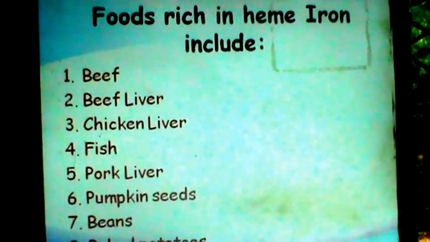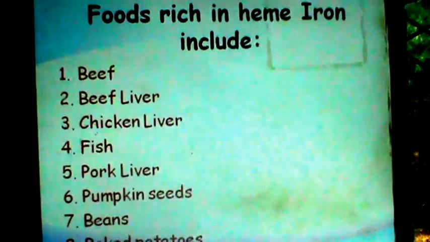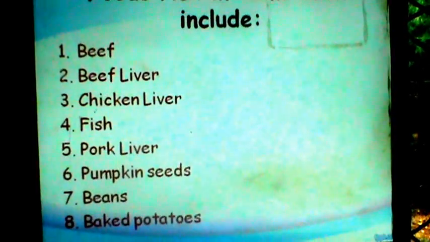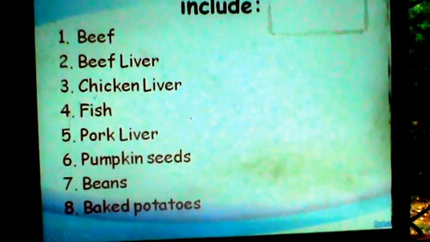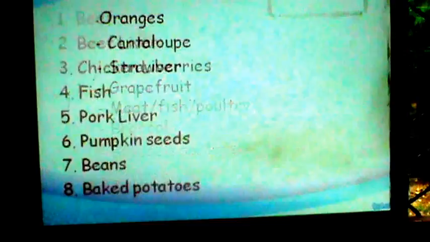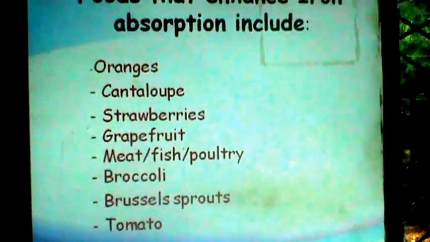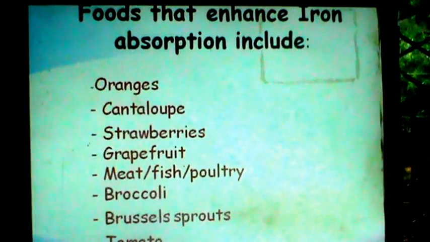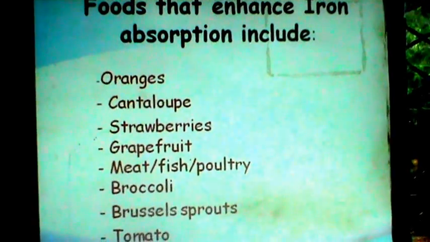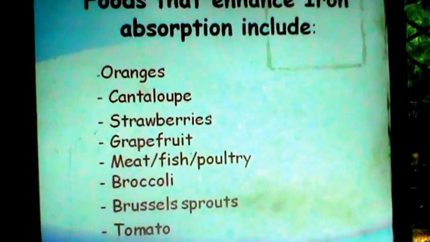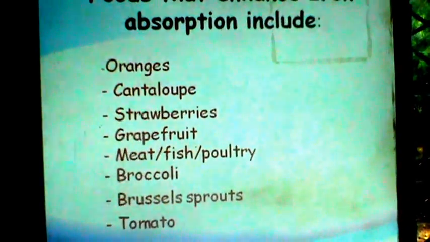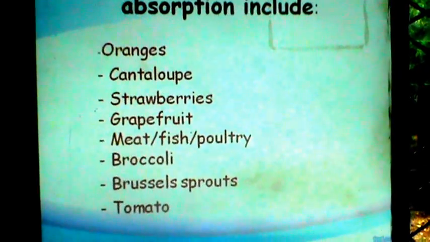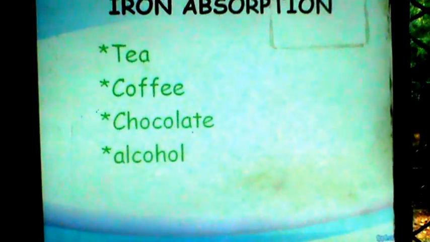One is beef. Beef liver is also important. Chicken liver is also useful. Then fish, pork liver, pumpkin seeds, beans, and baked potatoes are also good sources of iron. Then there is also a category of food that enhances iron absorption in the body. This includes oranges, cantaloupe, strawberries, grapefruits, meat, fish, poultry, broccoli, Brussels sprouts, as well as tomatoes.